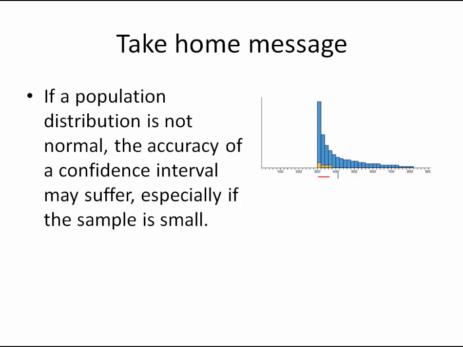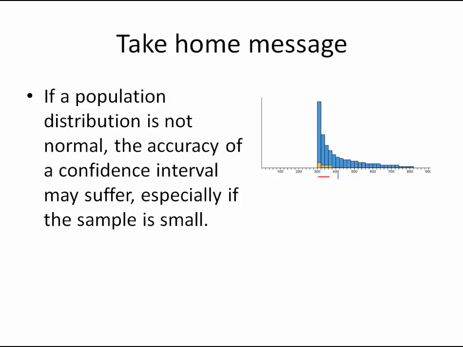So, what is our take-home message from all of this? One important lesson is that if a population distribution is not normal, a confidence interval may not be very accurate, and that's especially true with small samples. But even with large samples, we can see a degree of bias when we have a departure from normality. So the question is, what can you do?